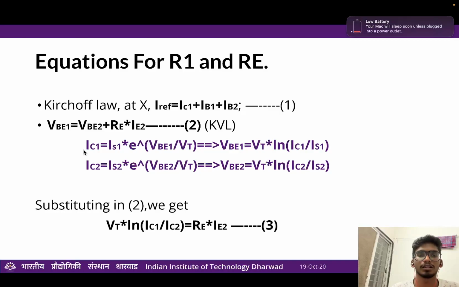the collector current at any point equals the saturation current times e to the power of VBE by VT. Those equations were written for both the BJTs, and we rearrange them to get both VBEs, and substituting these in the KVL equation we derived earlier, we get an equation: VT times ln of IC1 divided by IC2 equals RE times IE2.